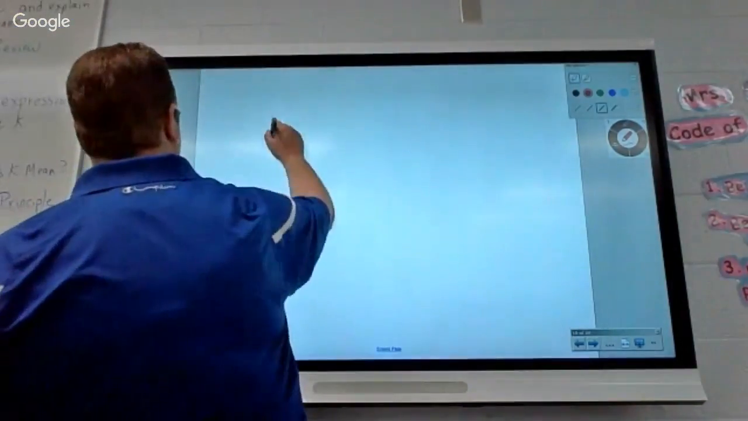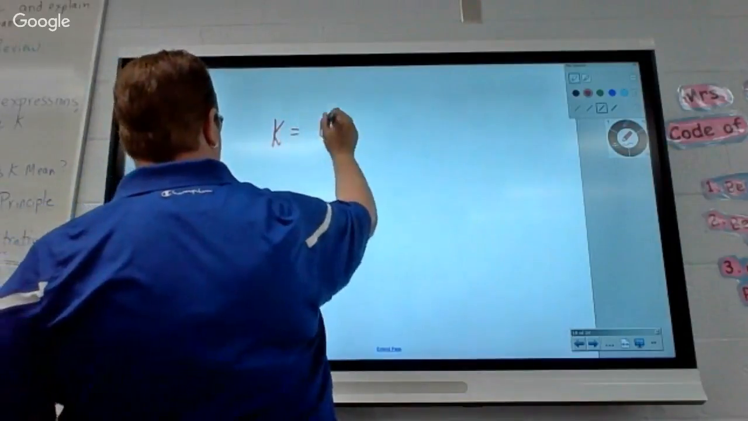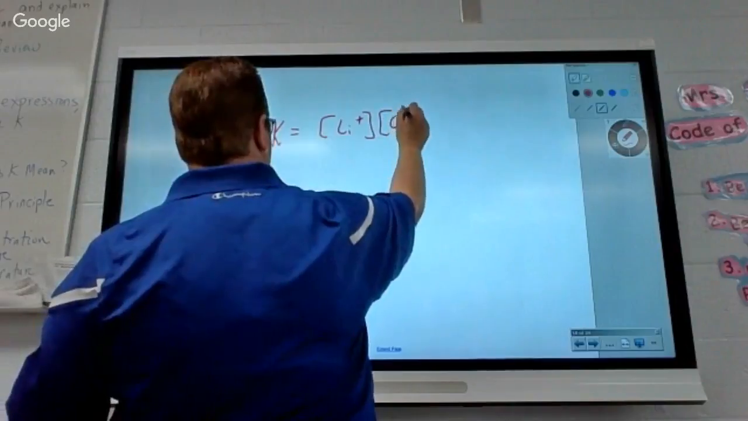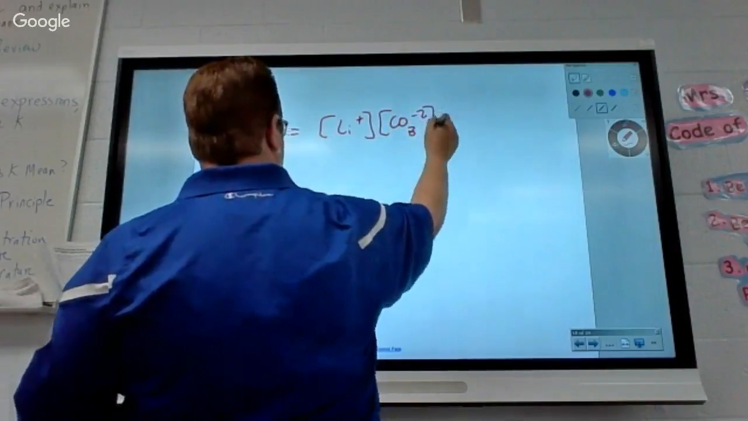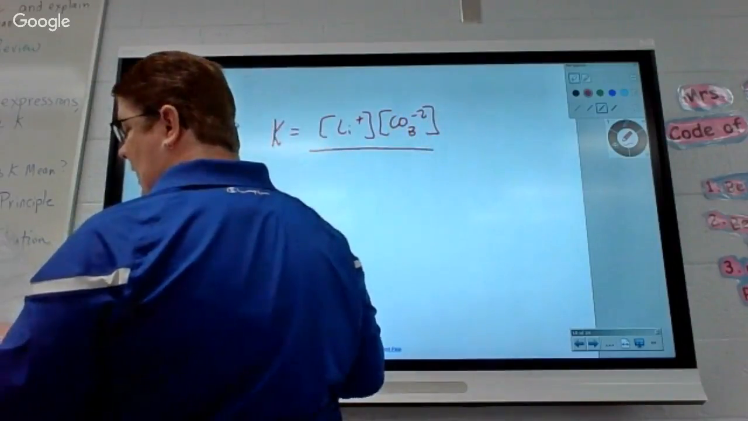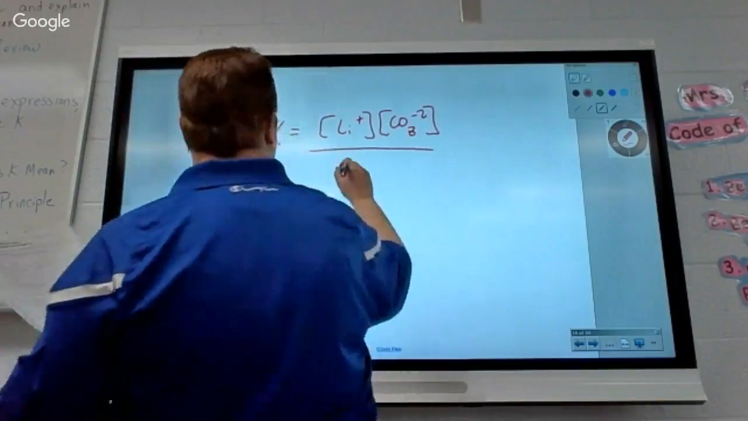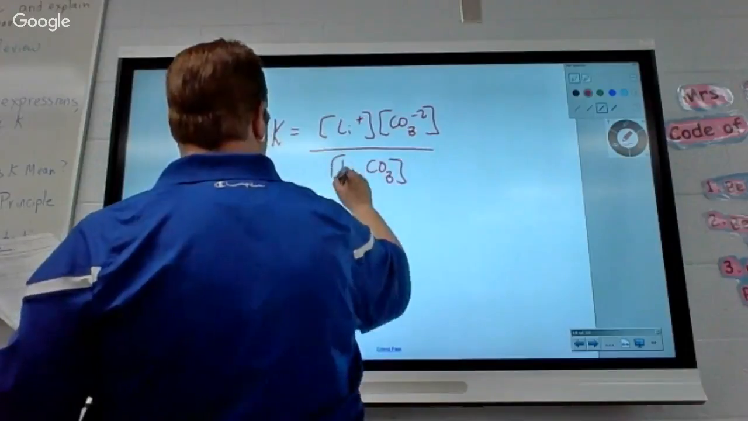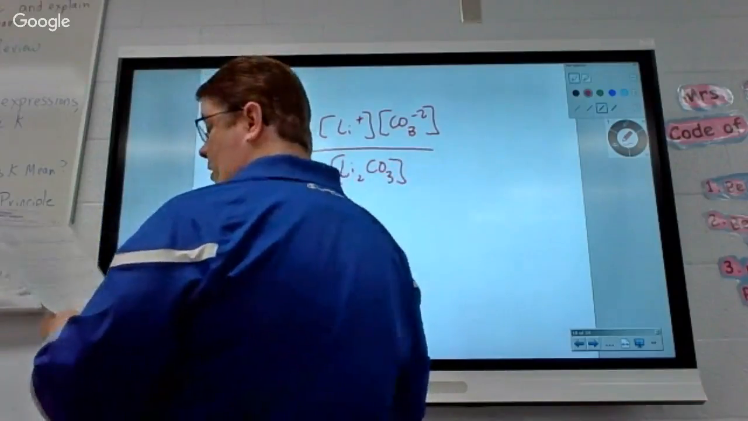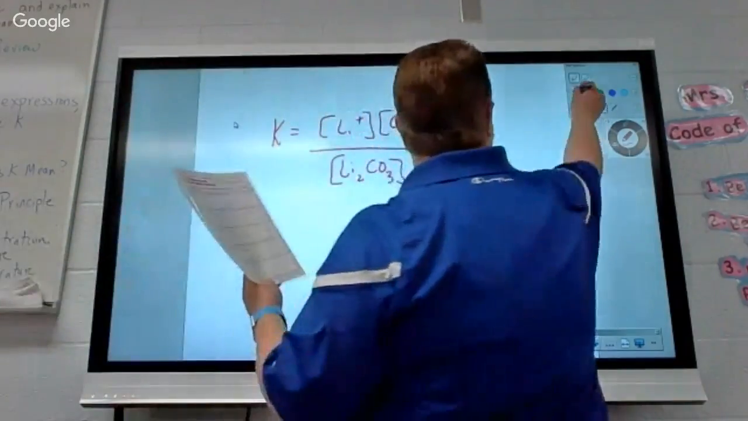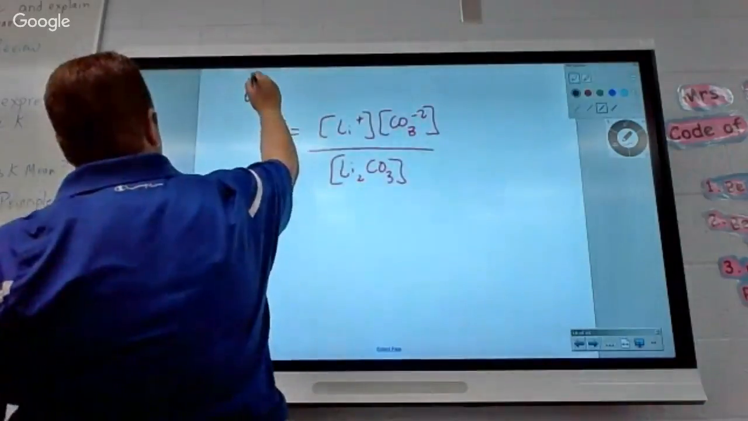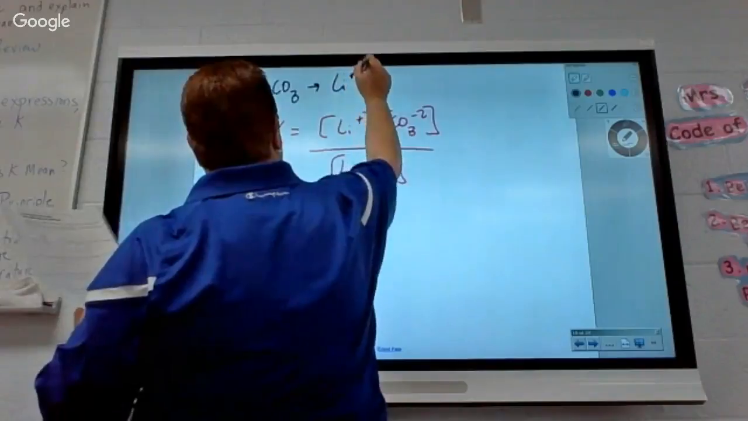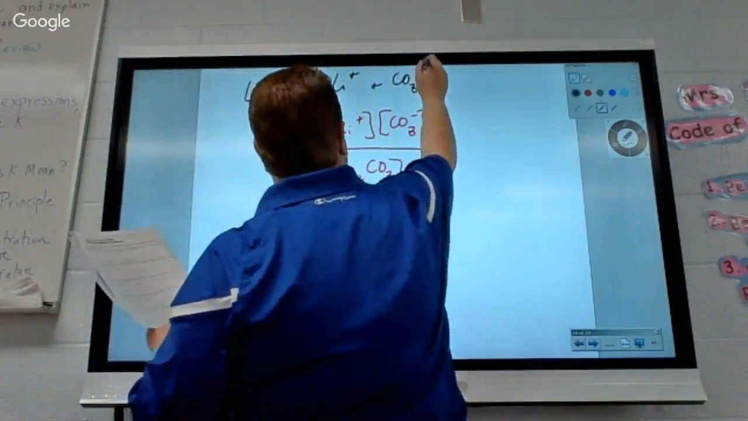K equals, all right, you have Li, which is aqueous, and you have CO3, which is aqueous, and then you have this Li2CO3, which is a solid down here. So what's going to happen to it? It's going to wind up canceling out. All right, let's check our equation. Li2CO3 becomes Li plus CO3 negative 2.